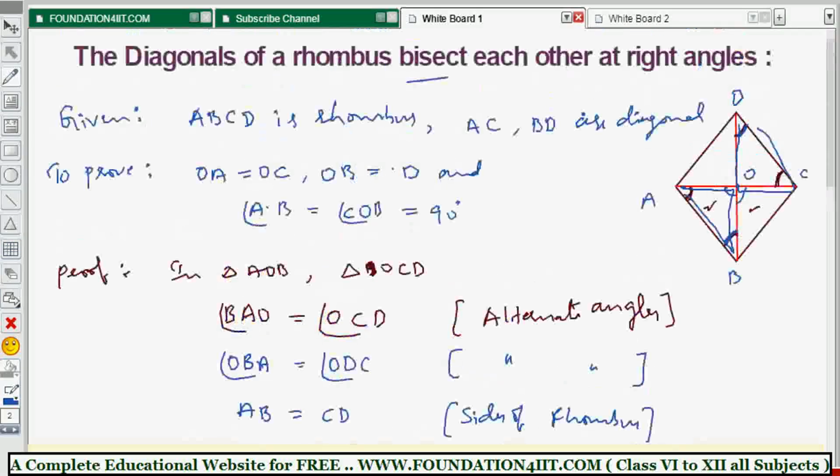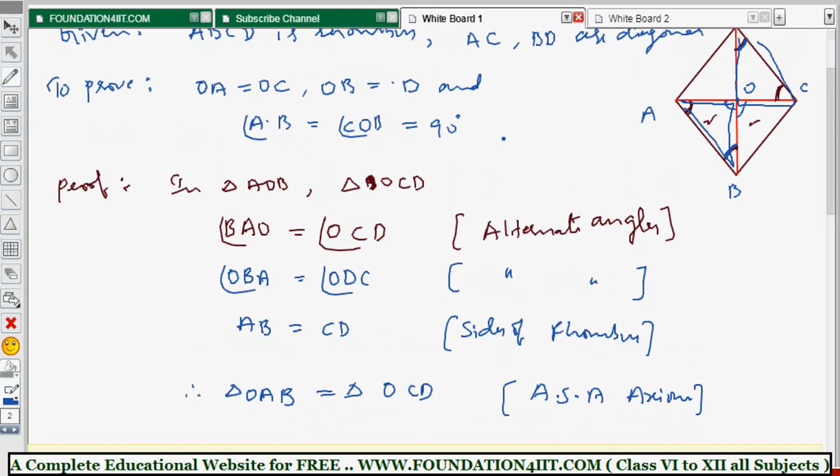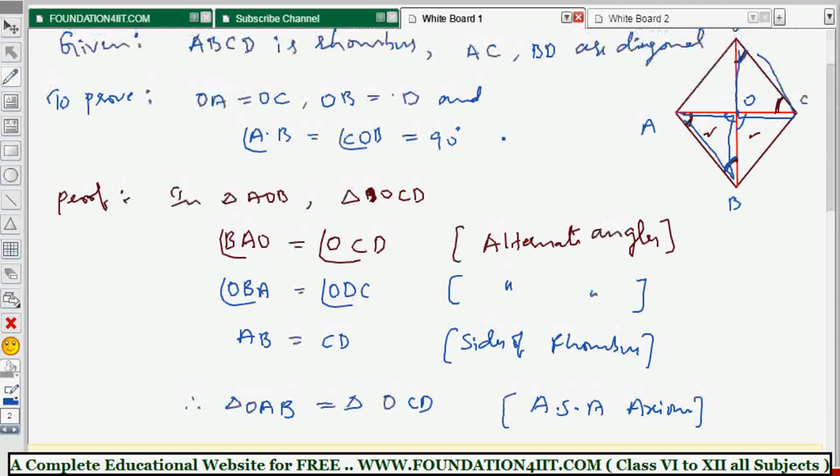Now that they bisect each other, we also need to prove the right angles. So this is simple. Similarly, triangles OAB and OCB.